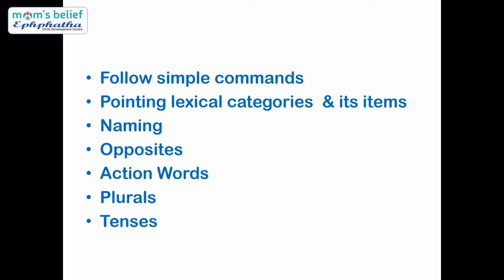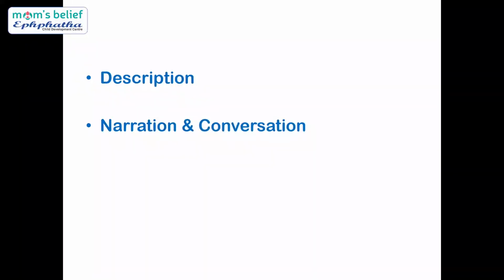Next, we go for language like opposites. We teach them the opposites: smooth, hard, big, small, and we have action words. Then we go for plurals. Then tenses. Tenses, first is the present, then comes the past and the future. Keep this in mind. Okay, next we have the description. Then we have description and narration, and conversation takes place at the end. This is how the language learning takes place.